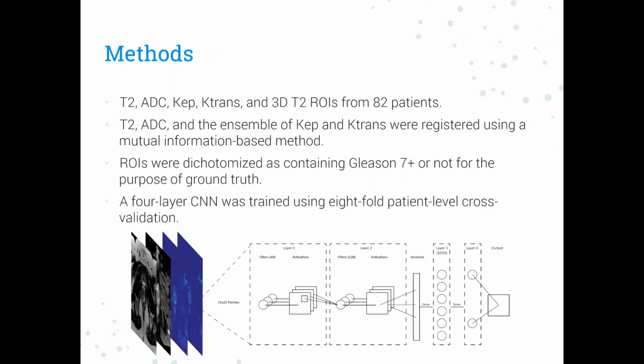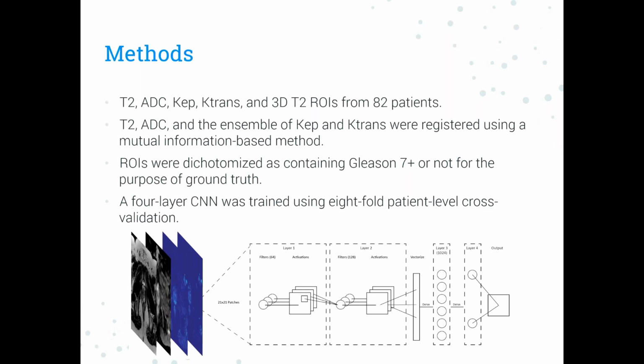So what we did was we fit a fairly straightforward convolutional neural network to the data. We took the T2 signal, the apparent diffusion coefficient signal, and then a couple perfusion maps. In prostate, these are KEP and K-trans. These are just perfusion data. And the 3D T2 ROIs, so these are the ROIs that the radiologist drew on the images from 82 patients. We then had to register this data using a mutual information-based method. That's kind of a complicated procedure.